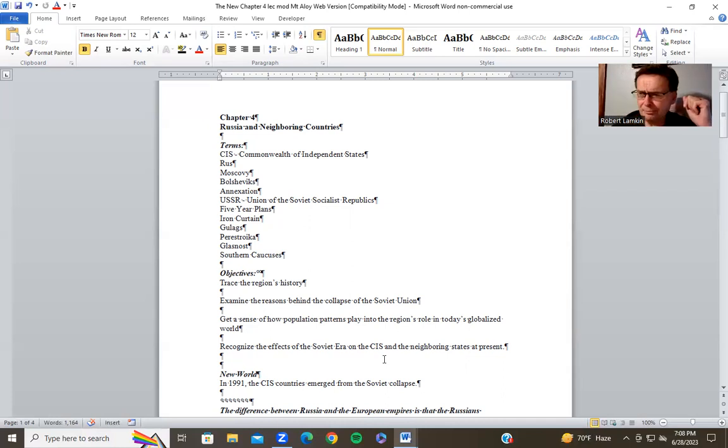Annexation is basically where one country takes the territory of a neighboring country. It's kind of attached to it. Okay, annexation. The USSR, the Union of Soviet Socialist Republics. Spending some considerable amount of time on that. The five-year plans.